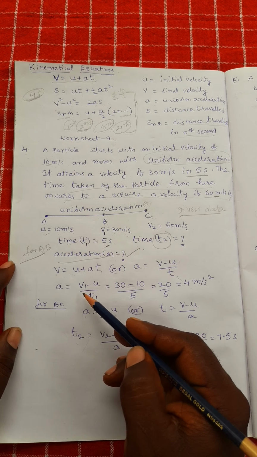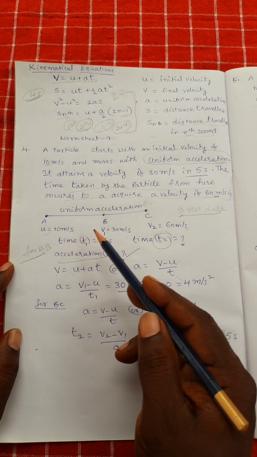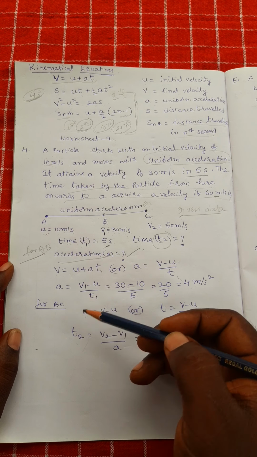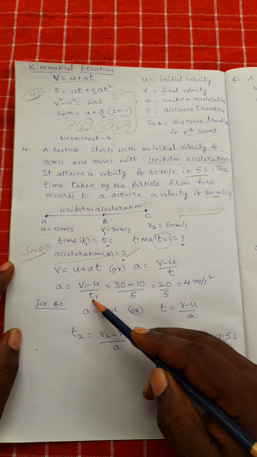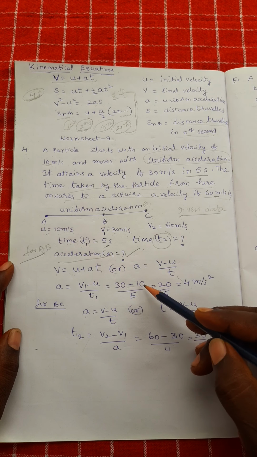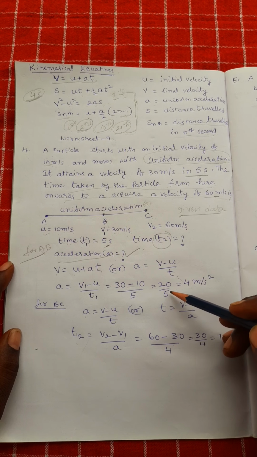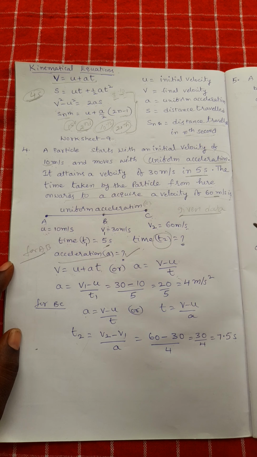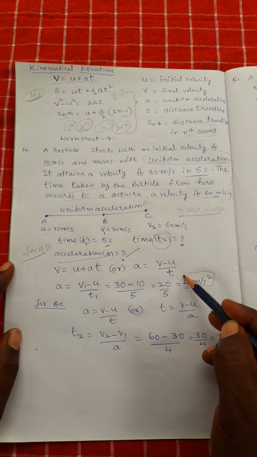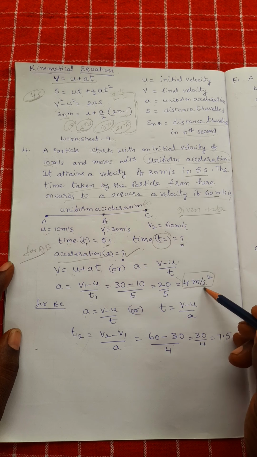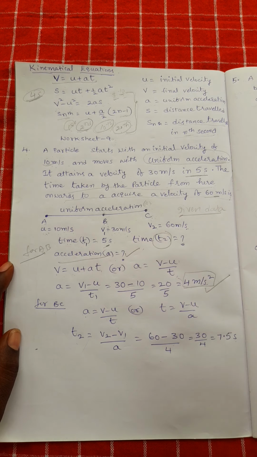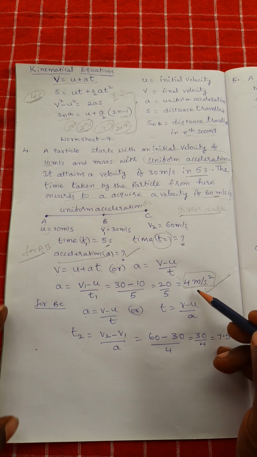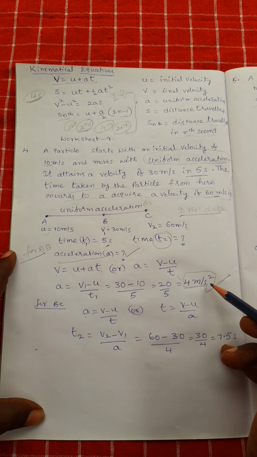So here for AB, final velocity V1, initial velocity U, A is equal to V1 minus U by the time taken T1. So 30 minus 10 by 5 is equal to 20 by 5. 20 by 5 is 4 meter per second square. The uniform acceleration is 4 meter per second square. Now from B to C also it is moving with the uniform acceleration, that is 4 meter per second square.